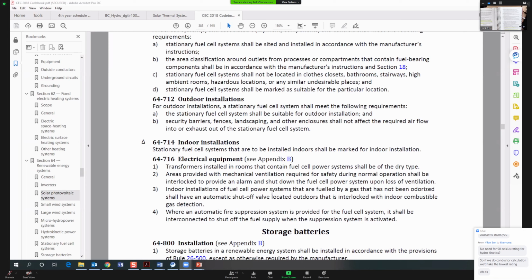Indoor installation of fuel cell power systems that are fueled by a gas that has not been odorized shall have an automatic shut-off valve located outdoors that's interlocked with the indoor combustible gas detection. Where an automatic fire suppression system is provided for the fuel cell system, it shall be interconnected to shut off the fuel supply when the suppression system is activated. So that's the fire suppression system.